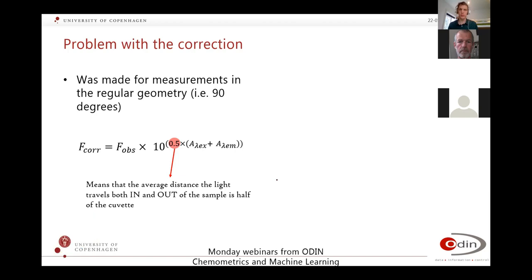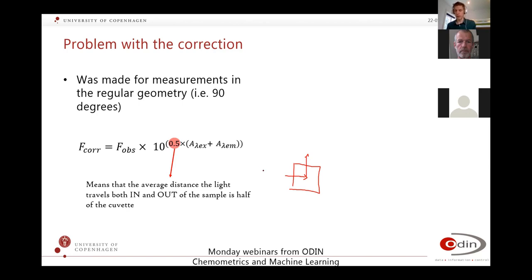Let me just try to draw that here. So if you have your sample, you go halfway in, that's the first half, and then you travel halfway out. So this is the first half, this is the second half. And of course, if you have a very dense sample, you probably won't see this much of your sample.